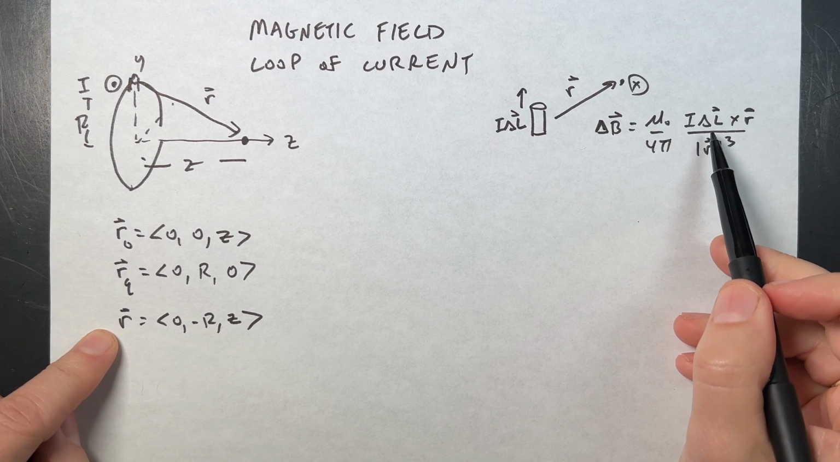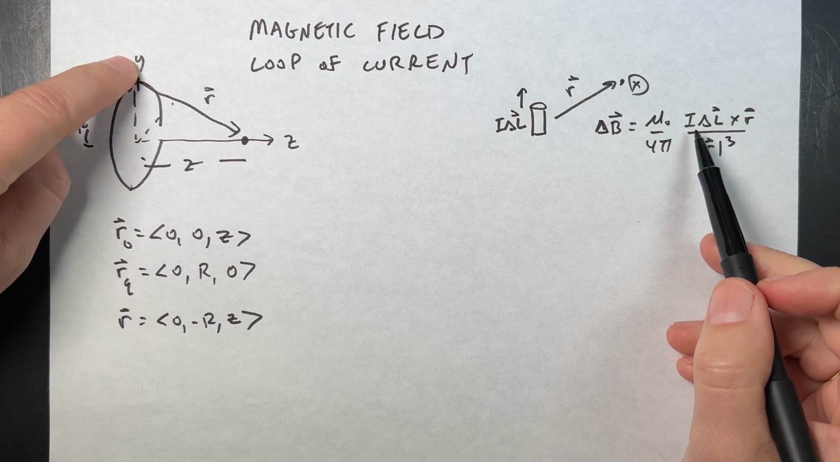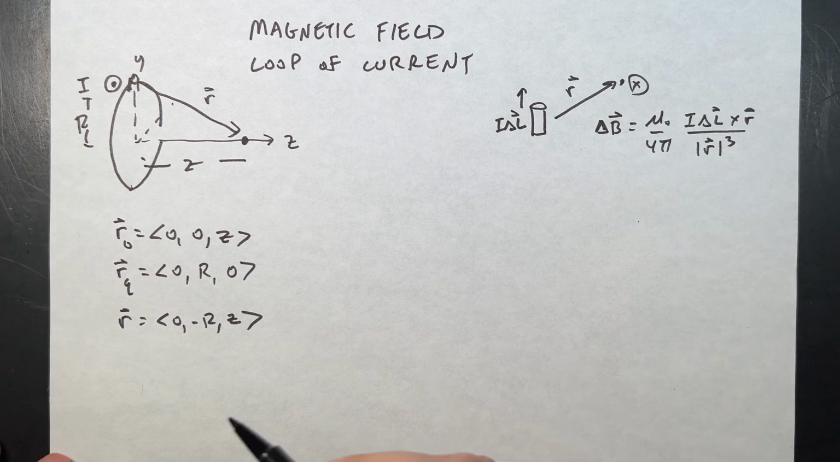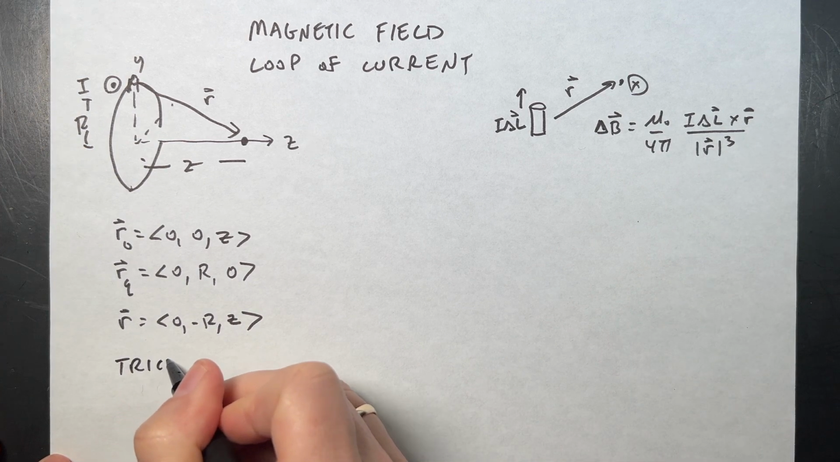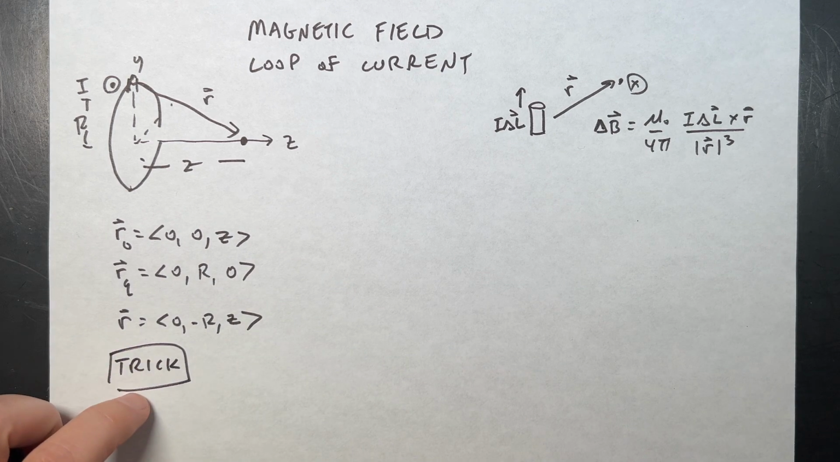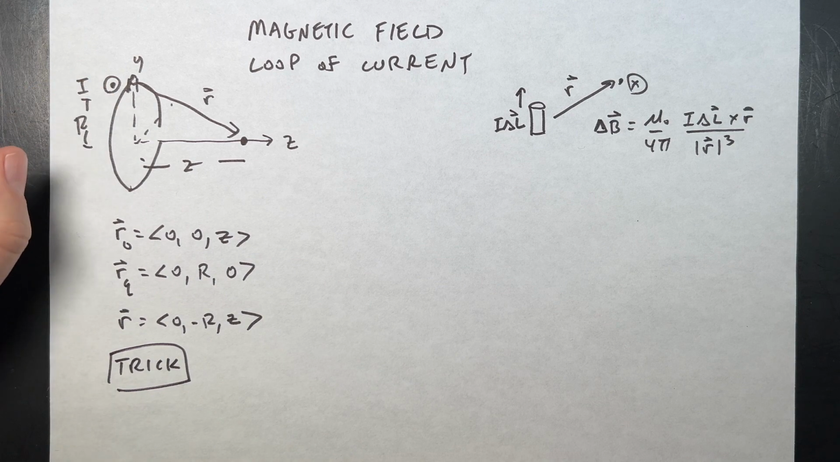Now, I need I delta L. Okay, so that's not easy here because as we move around the loop, I delta L changes. So we're going to use a trick. Trick alert. I don't like tricks, but sometimes you got to use a trick. So there's a trick. Not a super big trick. And it makes sense at the end. We're going to invoke symmetry.